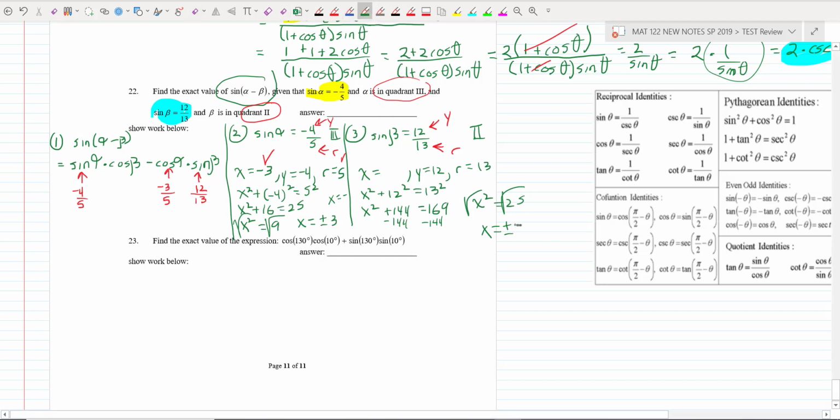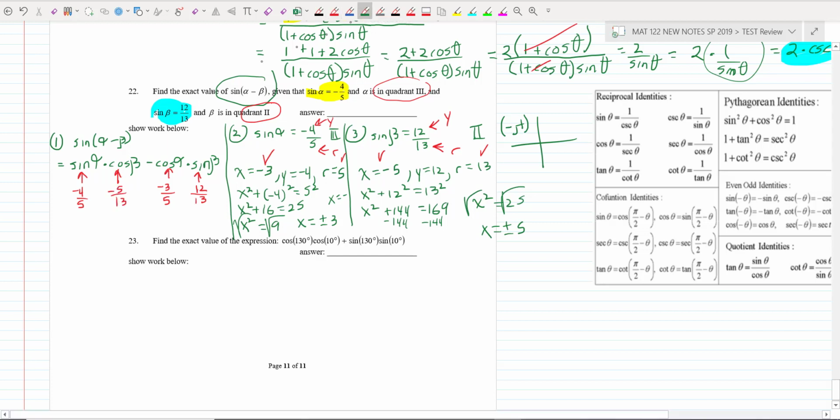And we just need to know which it is. Well, okay, that's important. Well, we're in quad 2, so if you're in quadrant 2, x is negative and y is positive. So we're going to use the negative 5 like that. Okay, now going back to finish up the problem now, the cosine of beta is x over r, so that's now going to be negative 5 over 13.